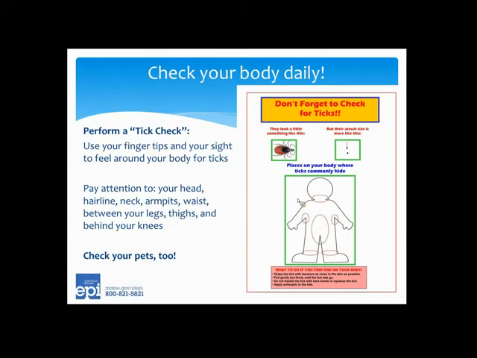Ticks like warm areas, so there's special areas on the body that you need to pay attention to. Your head, your hairline, neck, armpits, waist, between your legs, thighs, and behind your knees. These are the most common places that ticks will be attached. A tick can attach anywhere where you have skin.